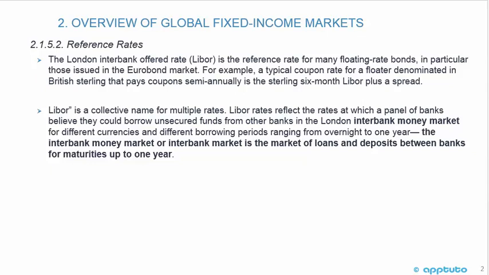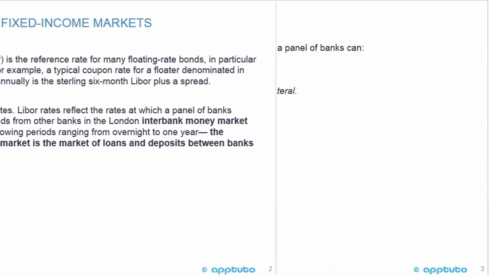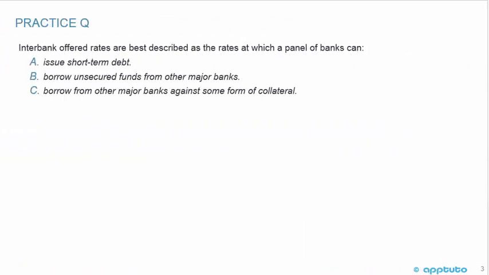So LIBOR is a collective name for multiple rates. LIBOR rates reflect the rates at which a panel of banks believe they could borrow unsecured funds from other banks in the London interbank money market for different currencies and different borrowing periods ranging from overnight to 1 year. The interbank money market or interbank market is the market of loans and deposits between banks for maturities up to 1 year. Two practice questions to finish this LOS.